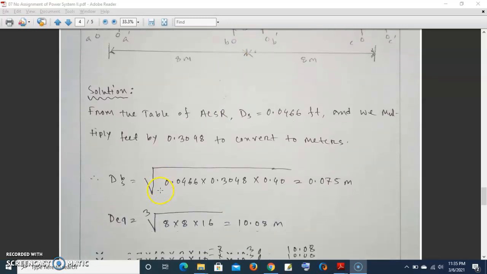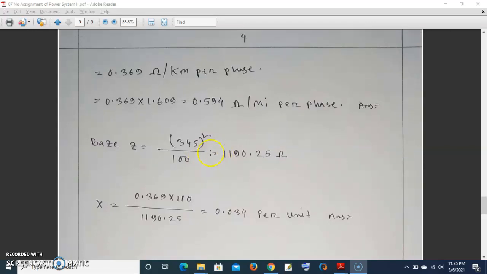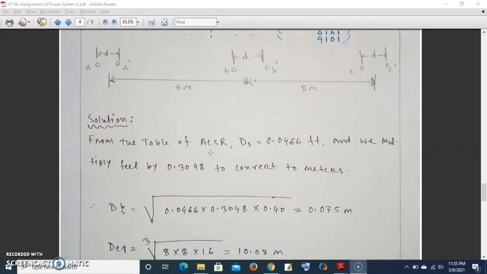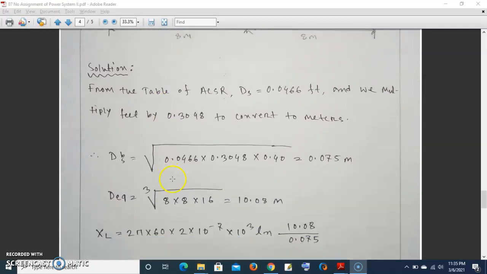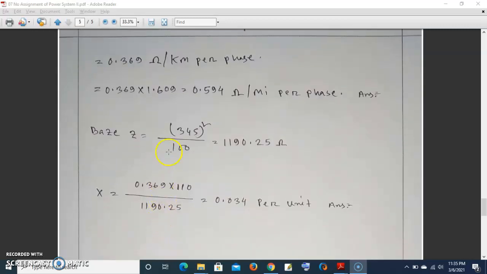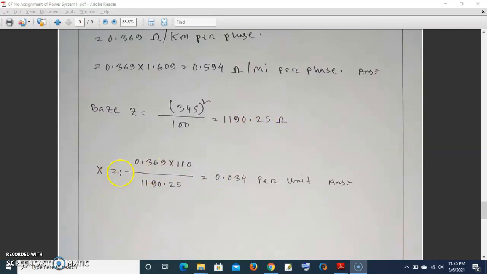And the base Z equal to, we know, 345 kilovolt whole square divided by 100 MVA, where 100 is the 100 MVA, and we get the base 1190.25 ohm.